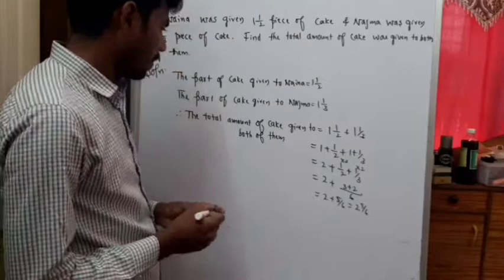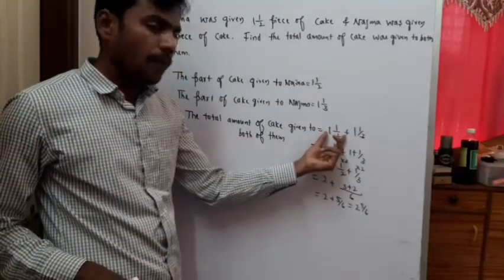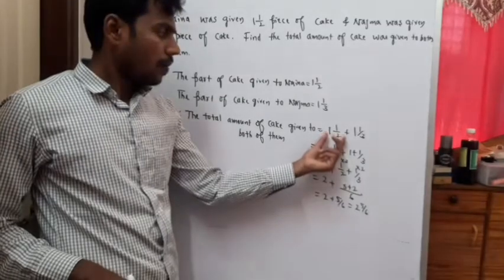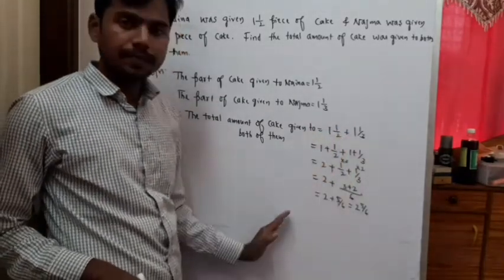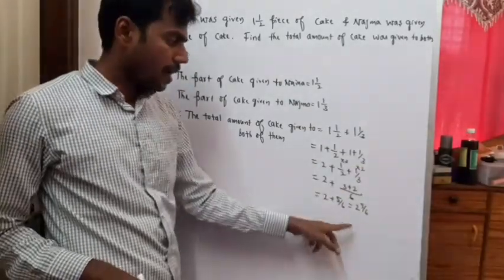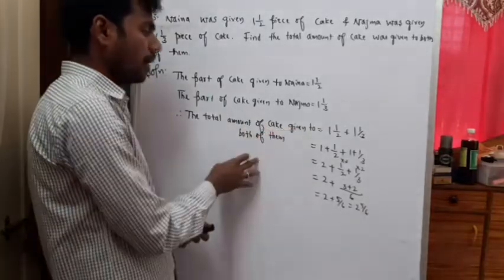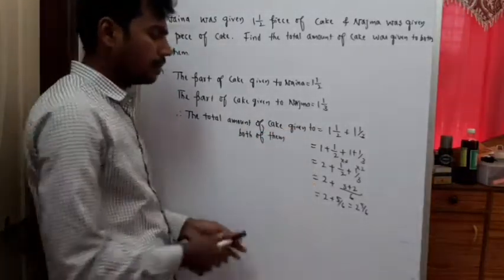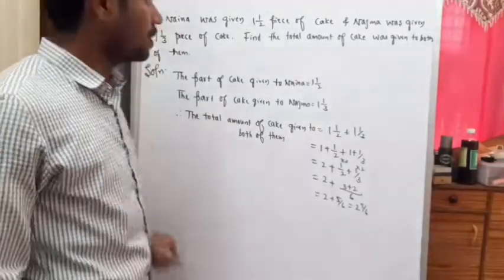Since it was given to us, 1 by 2 was a mixed fraction, so we need to separate them. We have separated it and we have arrived at the answer. Therefore, the total amount of cake given to both of them is equal to 2 5 by 6. Please note this down.